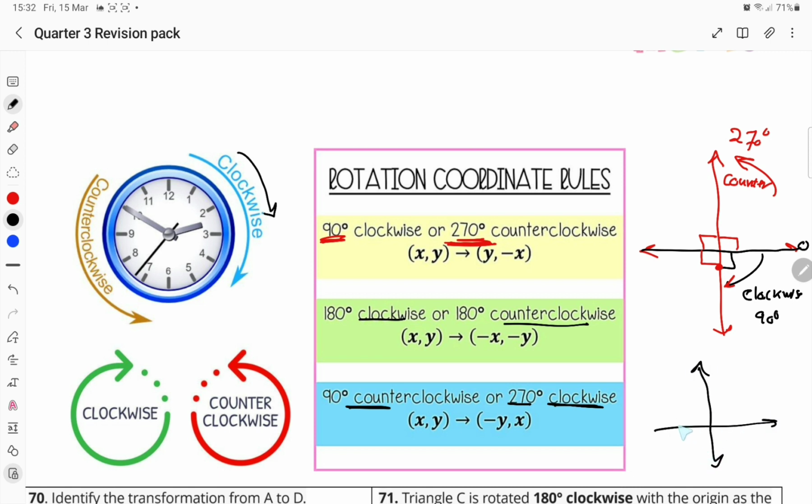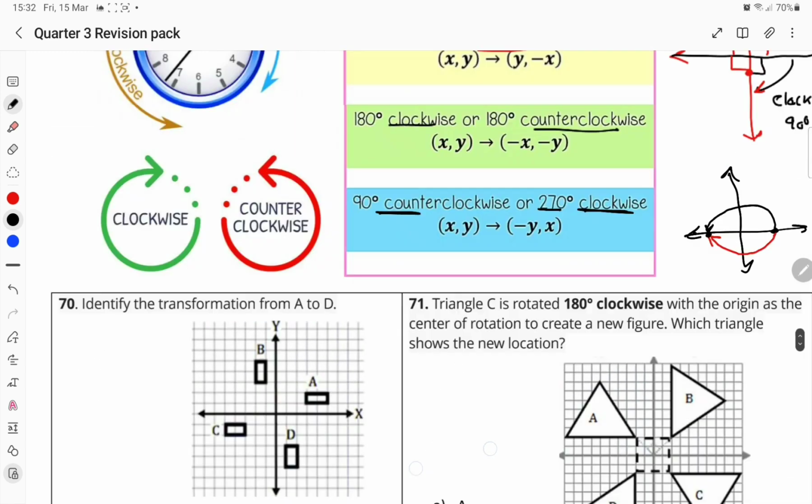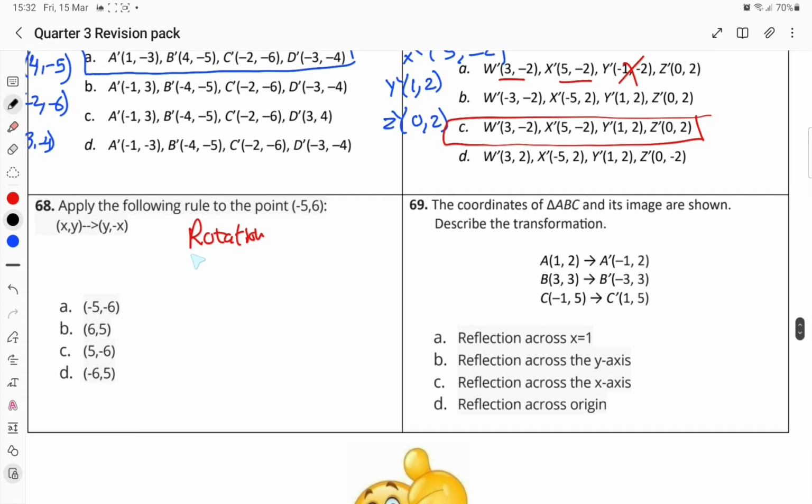Why? Let's see. If I am here at 0 and I move 180 clockwise, 180 counterclockwise will also reach the same point. So they have the same rule, negative x and negative y. Okay, so let's continue solving here. In 68, rotation, he just says apply the rule to negative 5 and 6. I want it to rotate to y and negative x. So again, negative 5 and 6. When you switch them, it becomes 6 and negative 5. And he says put a negative for the second.